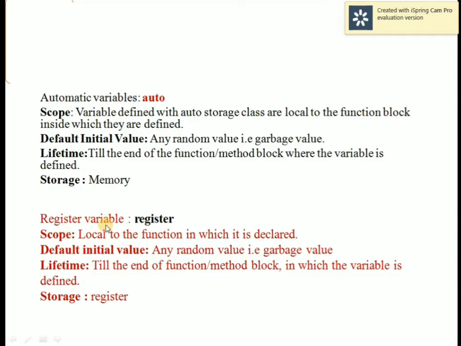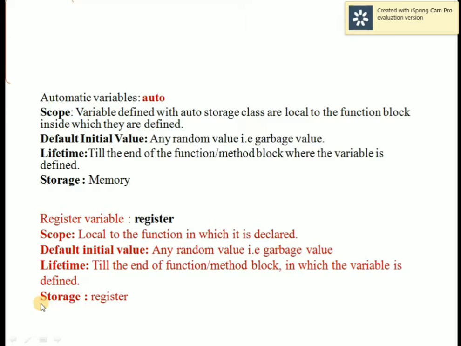So next is the register variable. The keyword for a register variable is register. So if you want to specify any variable as a register variable, then you need to write register with that variable. You cannot skip register. You can skip auto. You can't skip any of the other types of storage class. So scope is the same as that of an automatic variable, that is, local to the function or block where it is declared or defined. Default initial value is any random value, that is, a garbage value. Lifetime is till the end of that function or block.